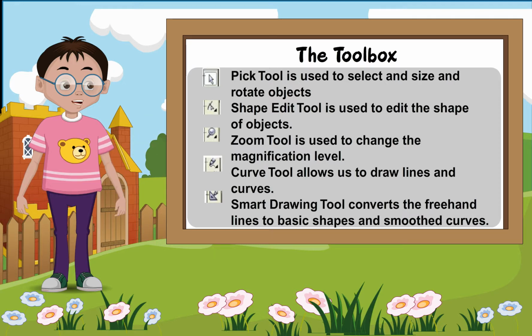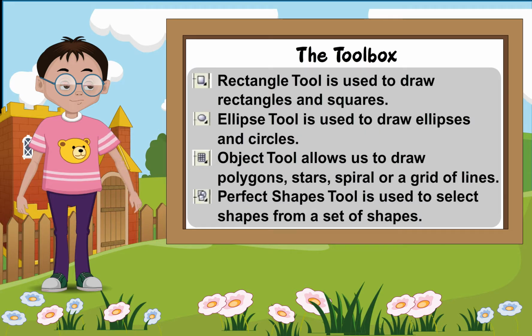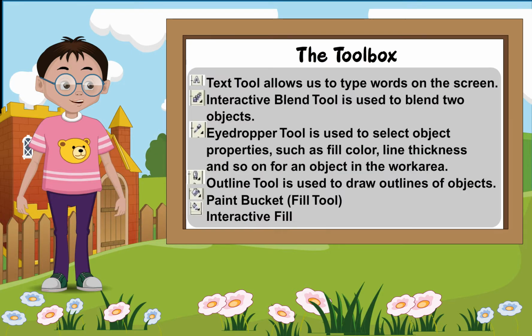Smart Drawing tool converts freehand lines to basic shapes and smooth curves. Rectangle tool is used to draw rectangles and squares. Ellipse tool is used to draw ellipses and circles. Object tool allows us to draw polygons, stars, spirals, or a grid of lines. Perfect Shapes tool is used to select shapes from a set of shapes. Text tool allows us to type words on the screen.